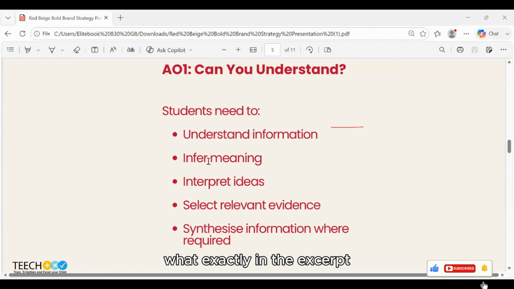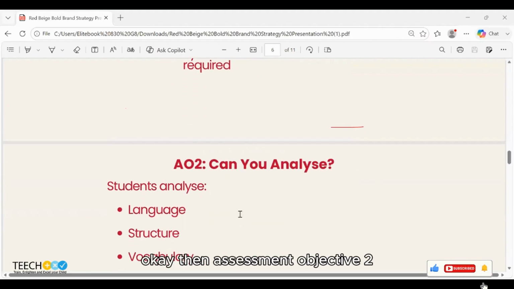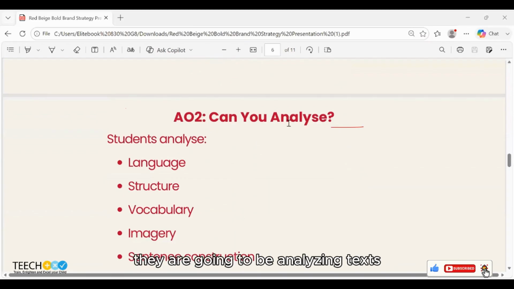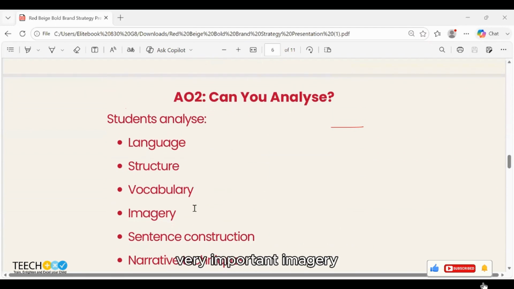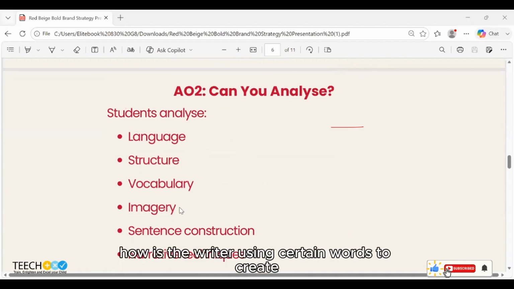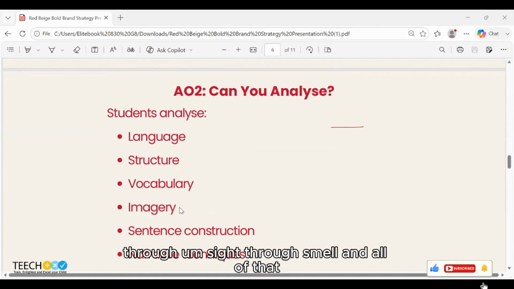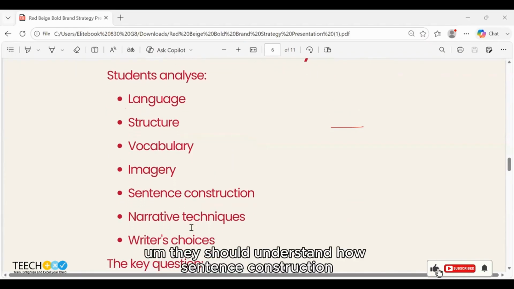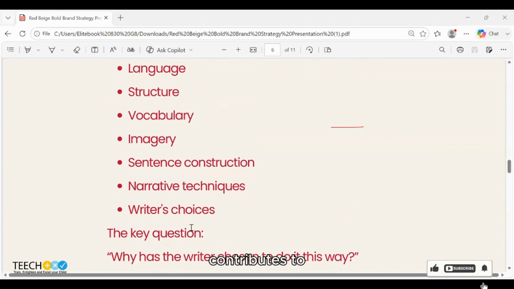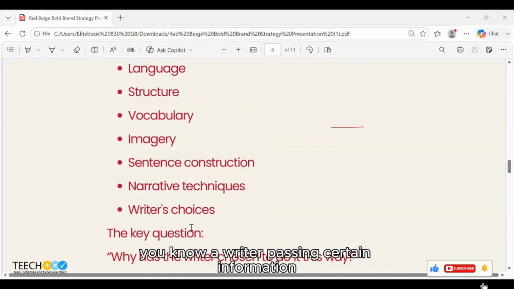What exactly in the excerpt did the writer use to communicate what he communicated? Okay, then assessment objective 2. Basically, they are going to be analyzing texts. So they should understand language devices, structural devices, vocabulary, very important. Imagery: how is the writer using certain words to create images, either through sound, sight, smell, and all of that. They should understand how sentence construction contributes to a writer passing certain information.